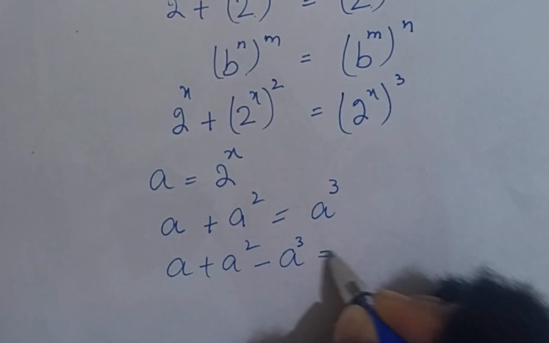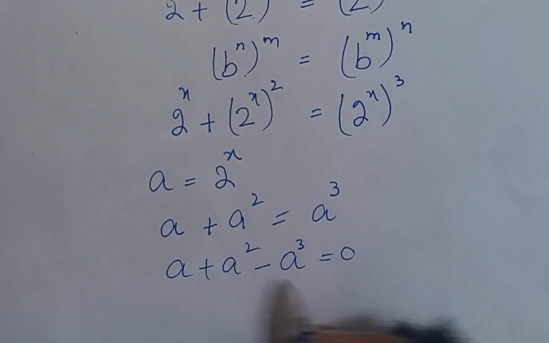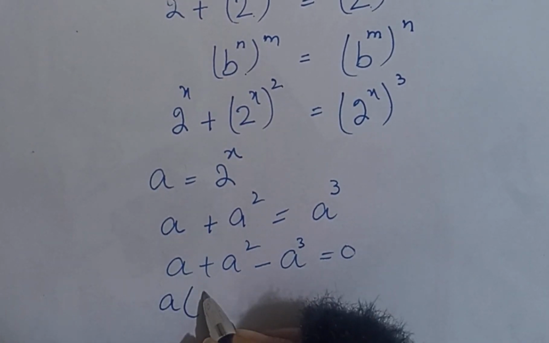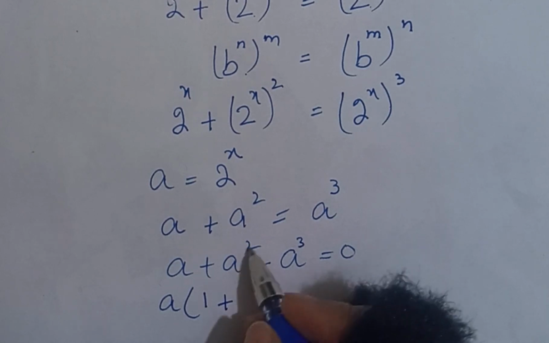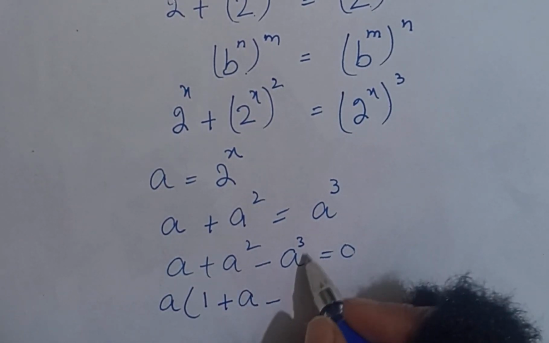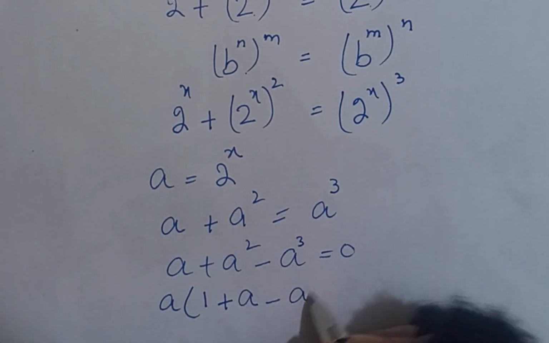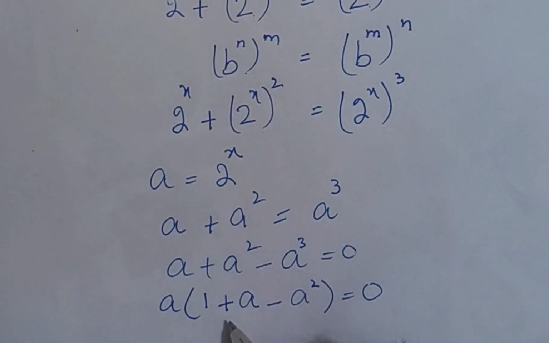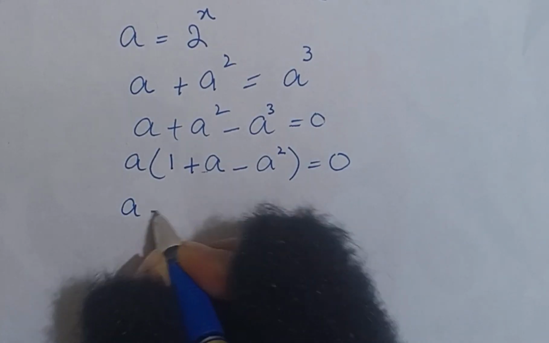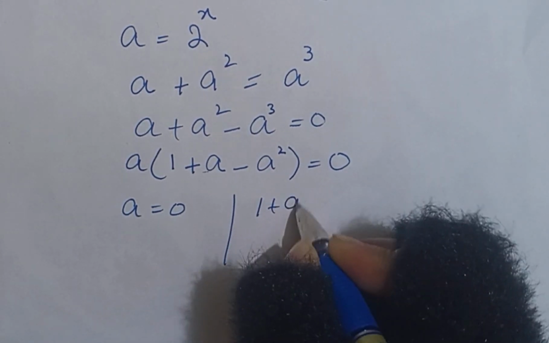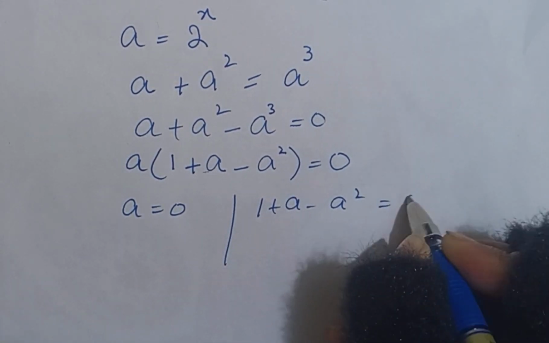Now the right hand side is 0. A is involved in all these terms, so we take it common. This will become a times 1 plus, if we divide this by a, we get a, minus, and if we divide a cube by a, then we get a square, is equal to 0. So this implies one of them must be equal to 0: a equal to 0, or 1 plus a minus a square is equal to 0.